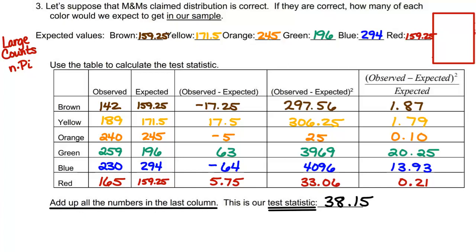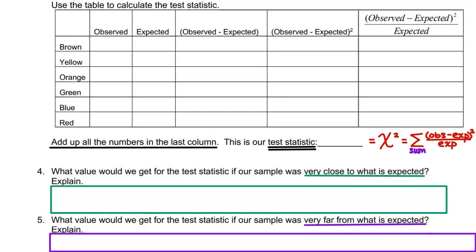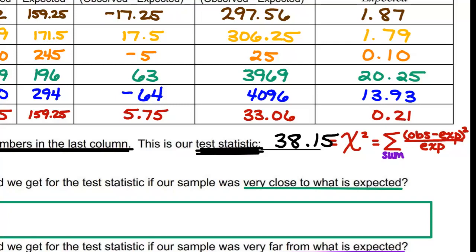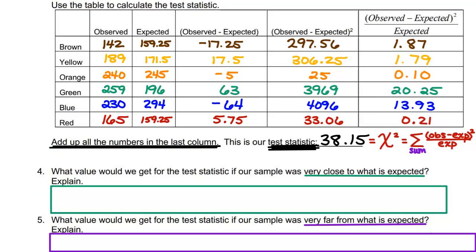Is this fit to a normal curve? Do you think this is a z distribution? Do you think it's a T distribution? I'm curious. This is what we call a chi-squared distribution. Let me flip over here. Chi-squared is equal to the sum of the observed minus expected squared divided by the expected.